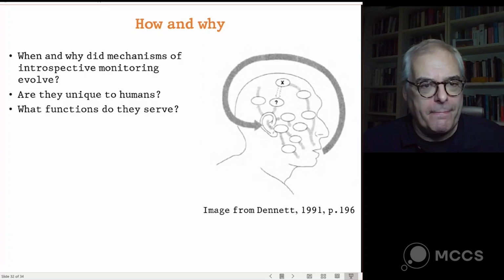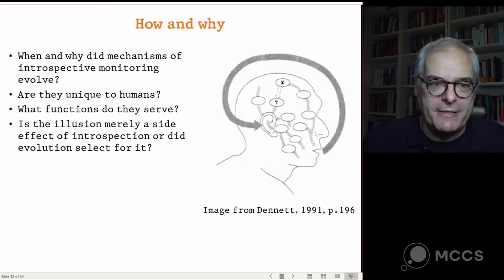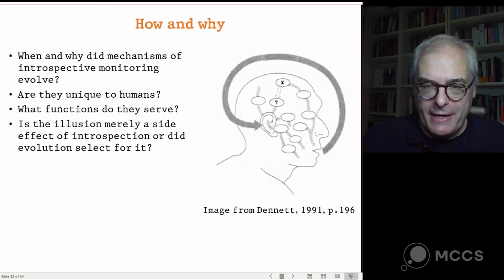But what about the illusion? If the illusionists are right, this introspective monitoring also produces this illusion of phenomenality. Was that merely a side effect of introspection? So introspection was selected for these functions of self-control, and then it just happened that it produced this as a side effect, this illusion of phenomenality.